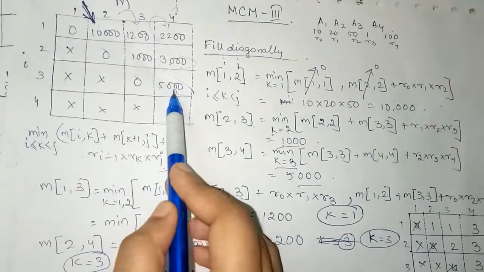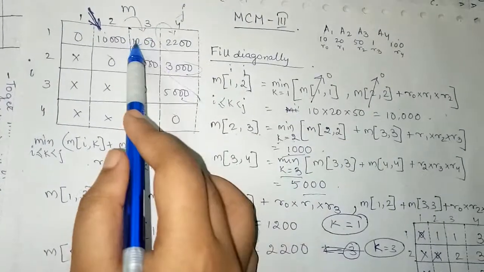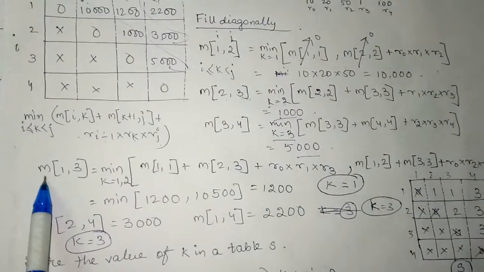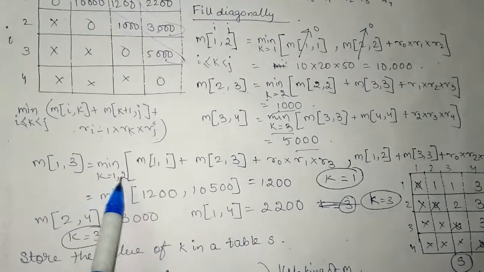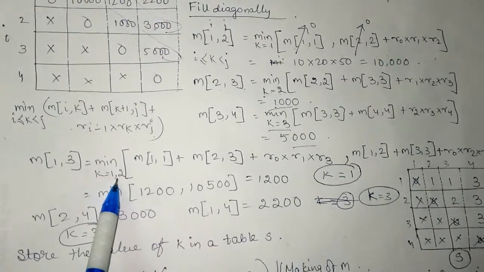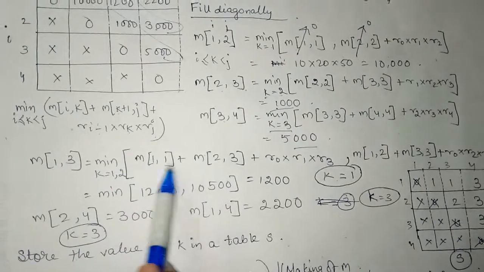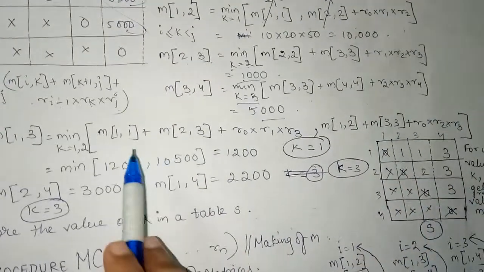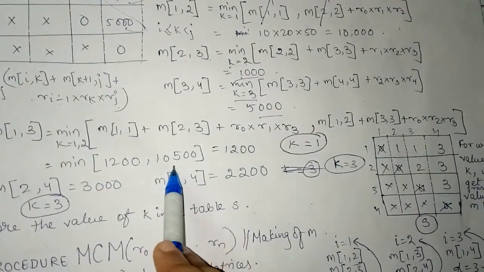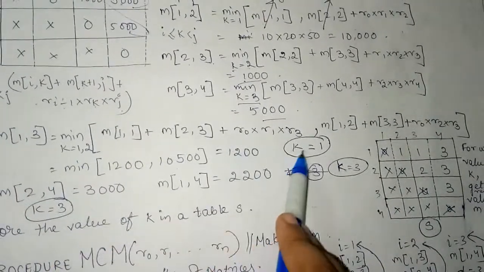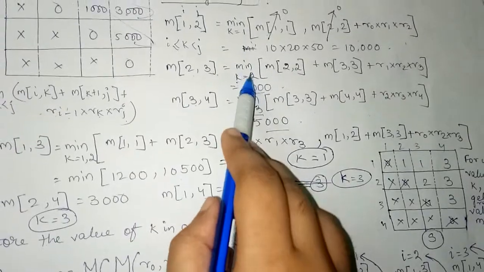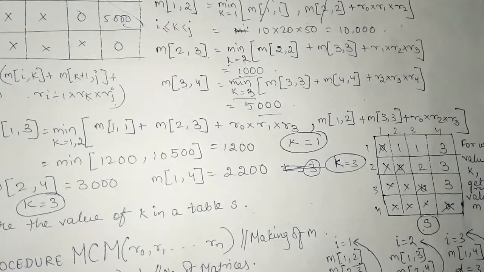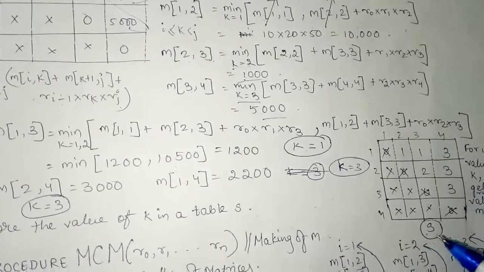Then the next diagonal, this one, that is this grid 1 comma 3. For m of 1 comma 3 we have two values of k, k equal to 1 and k equal to 2, but we have to take that value of k for which my sum will come as the minimum. So I have written according to the formula, and the values come as 1200 and 10,500. This is minimum, so k equals 1. We are storing the k values in another table named S, which is required for finding out the parenthesis order in which we have to multiply the matrix chain.